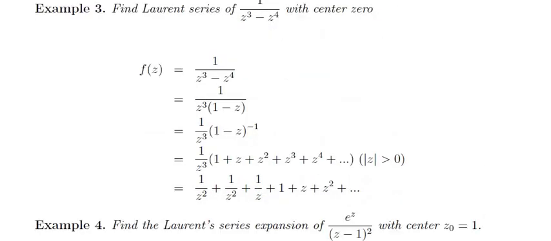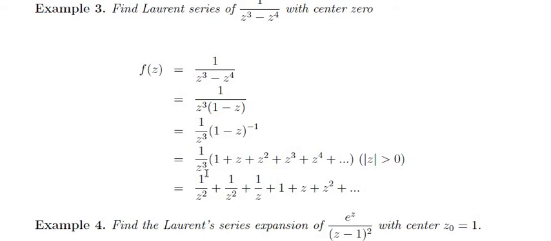Next, example 3. Find the Laurent series expansion of 1 by z raised to 3 minus z raised to 4 with the center 0. That is, f of z is the given function 1 by z raised to 3 minus z raised to 4. From the denominator, z raised to 3 is common. I take it as common, that is 1 minus z. That is 1 by z raised to 3 into 1 minus z the whole raised to minus 1.